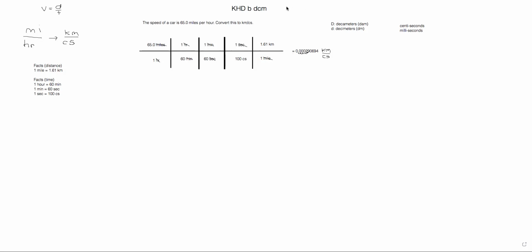So to rewrite this answer, it's going to be 2.90694. And then we moved 1, 2, 3, 4 decimal places to the right. So we're going to make this times 10 to the negative 4 kilometers per centisecond. 10 to the negative 4, because it's going to take 4 decimal places. We're going to have to divide by 10 to the 4 to get to where the decimal originally was. So that's why it's negative 4 and not positive 4. So that's how many kilometers per centisecond we can travel within the same amount of time as a speed of 65 miles per hour.